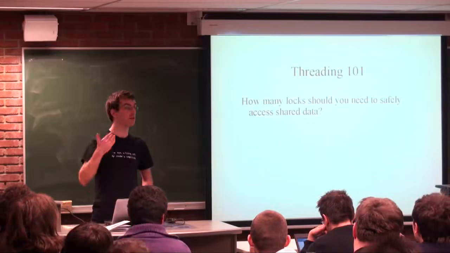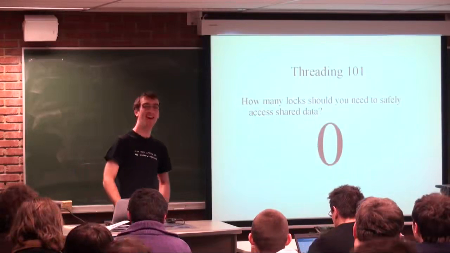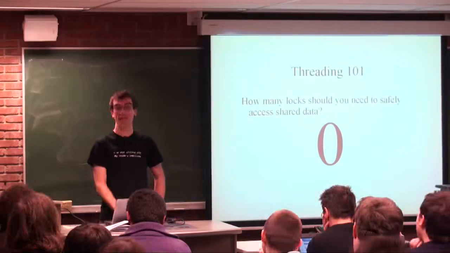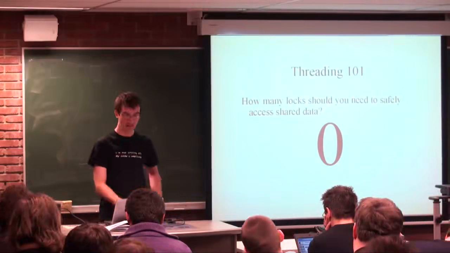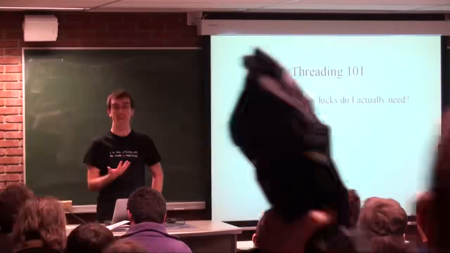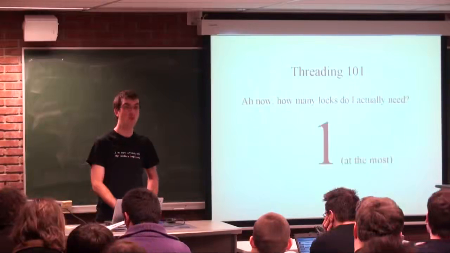And how many locks or mutexes should you need to access shared data? Ideally 0, because there should be no shared data, because otherwise you can't make it fully parallel if you're sharing data. But of course, we live in the real world, so we do actually need locks because we will have shared data in some cases. So in that case, 1.